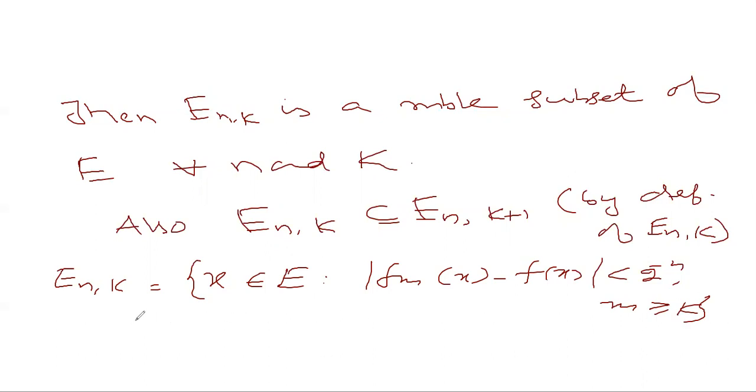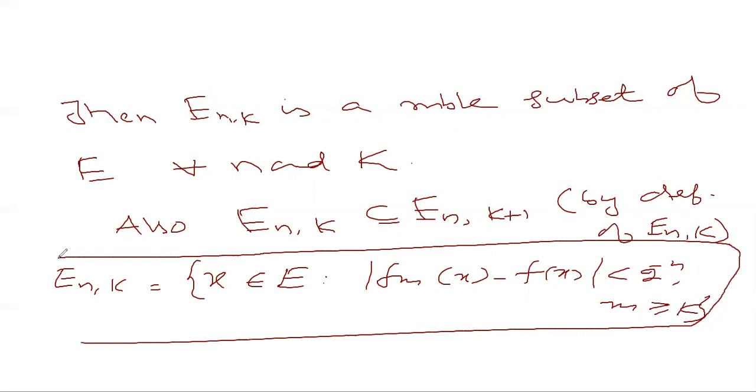So whenever x is in E_n^k, it means that x belongs to E_n^(k+1). That means E_n^k is a subset of E_n^(k+1). It's very simple. Let's apply the definition of E_n^k. Yes, it's an increasing sequence of measurable sets. So E_n^k is an increasing sequence. Now, since f_n(x) converges to f(x), the limit of f_n(x) is f(x) for all x.